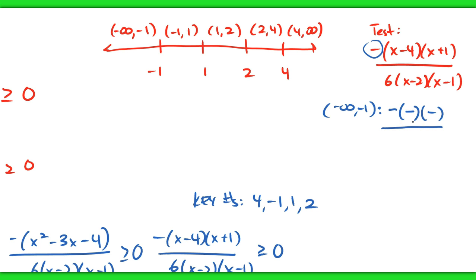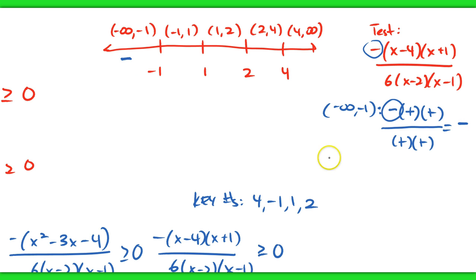But this first polynomial, x minus 2, is going to be negative, and this second term, x minus 1, is also negative. So that results in, since I have 2 negatives in the denominator, 2 negatives in the numerator, overall I am left with just 1 negative. So this first interval is negative.